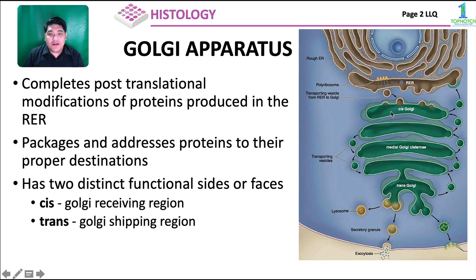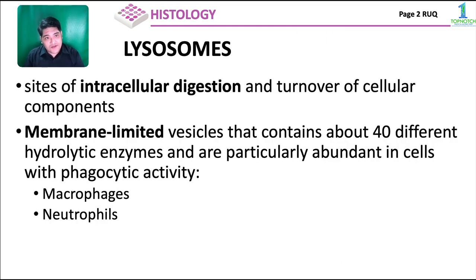Si cis yung nagre-receive ng inyong mga vesicles coming from your RER. So, ang nag-out naman o yung nag-transport is your trans phase. This is your Golgi shipping region. So again, dalawang mukha ni Golgi, si cis na friendly na tumatanggap ng vesicles at si trans na nag-out na ng mga packaged proteins.